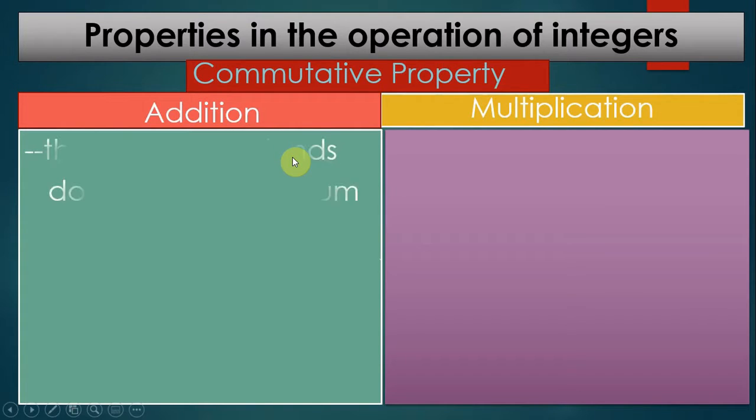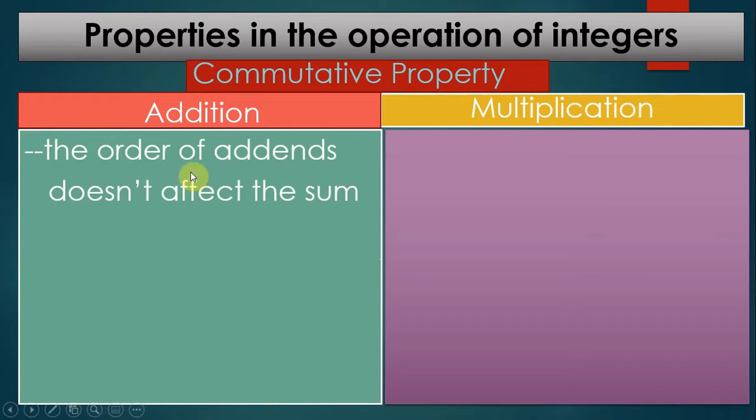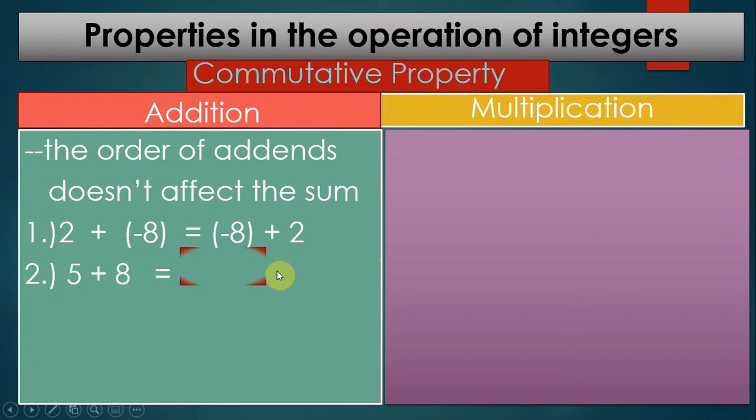Okay, what is the commutative property of addition? The order of the addends doesn't affect the sum. So this means that even if you interchange the addends, it doesn't affect the sum. Just like in example number 1, 2 plus negative 8 is equal to, if you interchange these two, the same answer will come up. Number 2 example, 5 plus 8. When you apply the commutative property of addition, that's 8 plus 5.